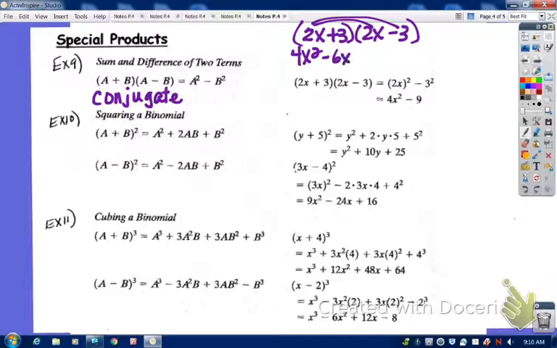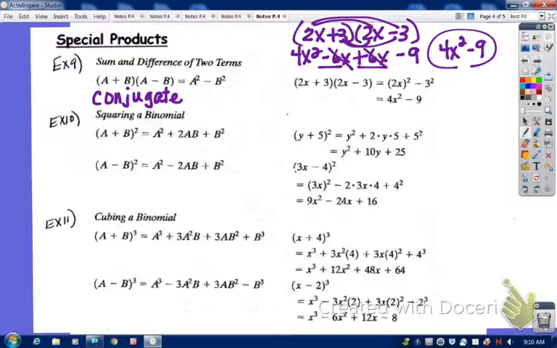Negative 6x. Keep going. Positive 6x and negative 9. And what happens with the negative 6x and the positive 6x? They're going to cancel, and you're just going to get 4x squared minus 9. So when you're multiplying two conjugates together, you don't have to multiply 4 times because the two inner terms are always going to cancel. That's only true when you have conjugates.